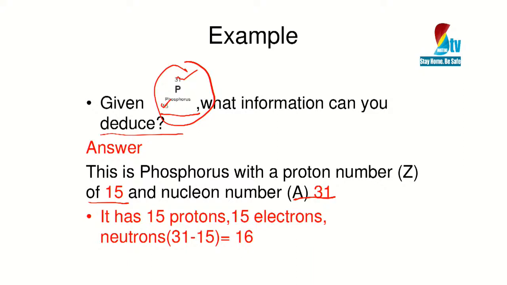We can therefore deduce that it has 15 protons, hence 15 electrons. To get the number of neutrons, we therefore have to go back to our formula, which I showed you just previously, where we'll say A minus Z, and then we get 16.